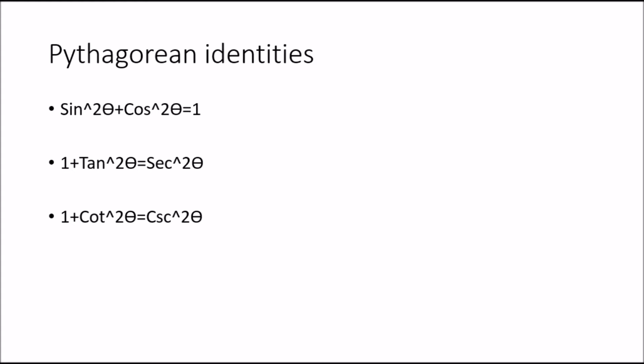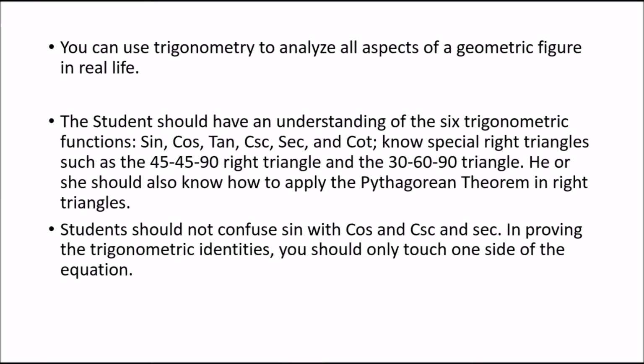Pythagorean identities are sine squared theta plus cosine squared theta equals 1. 1 plus tangent squared theta equals secant squared theta. And lastly, 1 plus cotangent squared theta equals cosecant squared theta.